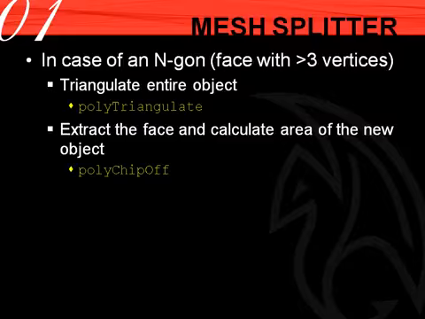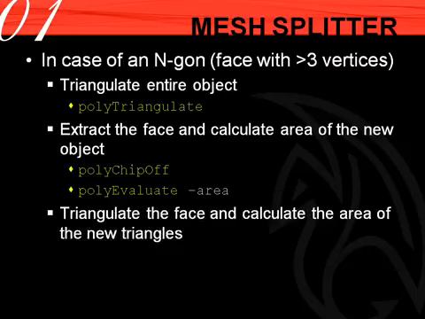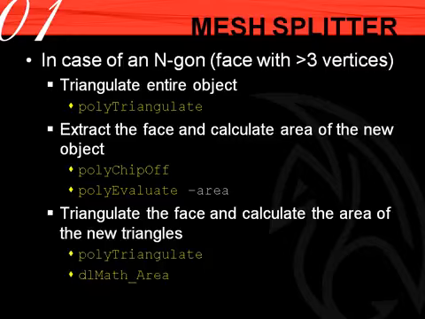So very simply, select the face, do a poly chip off, and then use the polyevaluate command with the area flag. Again, this is another possibility, but a bit messy because you're creating extra objects and then deleting them afterwards. Another option is to triangulate the face directly on the object and then calculate the area of the new triangles, using the polytriangulate command and then the dlmath_area command that we used. So everything that you've seen so far has been with triangles, but if you want to do it with objects that are non-triangulated, you can choose one of these 3 approaches.